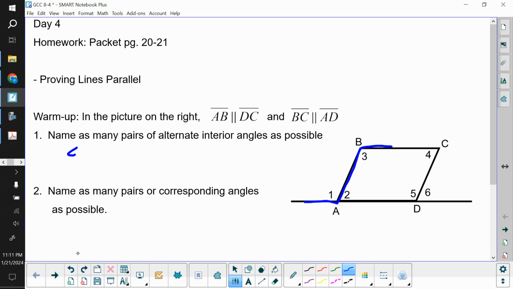And we could have also done our zigzag going this way as well. Again, the two parts of the zigzag, the flat parts, have to be the parallel lines. So we could have angle 4 and 6 as another pair.